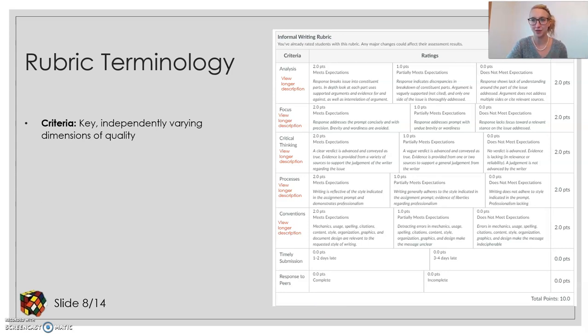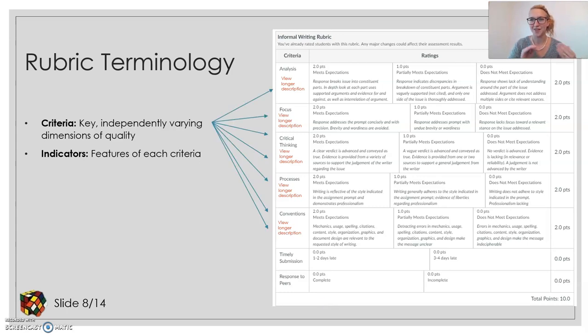One of the toughest things about rubrics is making sure that they don't double ding students, or they don't catch students twice for the same error. And so when we think about these independently varying dimensions of quality, we want to make sure that each of our criteria stand alone and are separate from the other. We also want to think about these indicators, so features of each criteria. In these, we've got longer descriptions that don't show here, but tell us a little bit more about what it actually means to analyze something, what it means to have focus in our writing, what it means to really show critical thinking.